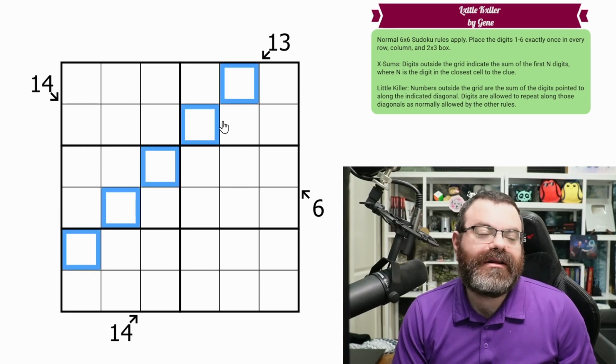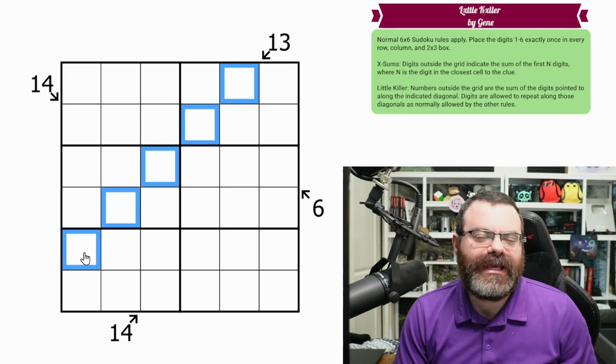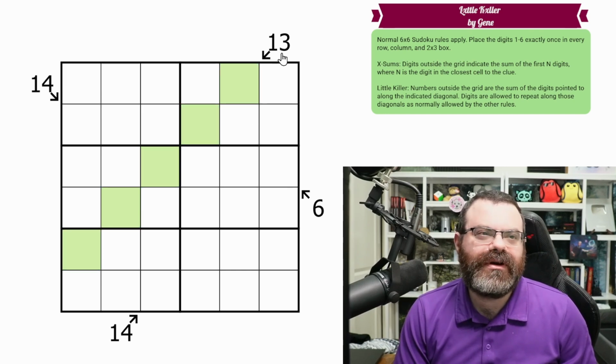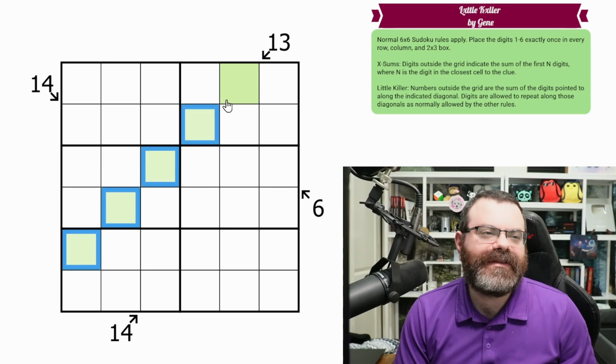There's cells that are pointed down the diagonal of the arrow. And if we were to sum those cells up, they also sum to our clue, to 13 in this case. So all 5 of these sum to 13.